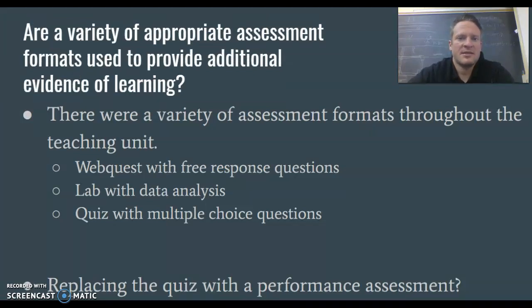Is a variety of assessment formats used to provide additional evidence of learning? I do feel that the assessment formats were varied throughout this teaching unit because we had the webcast with free response questions. We have the lab that required the students to collect and analyze data. And then finally, there was the summative multiple choice quiz at the very end.